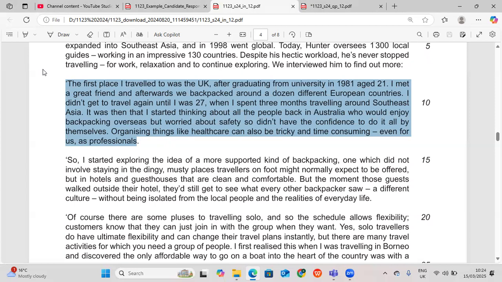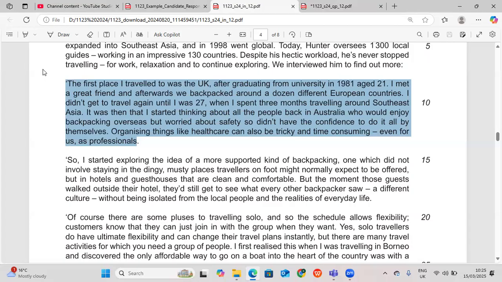Okay. And now he's telling us the history of why he started this company and what the major concern was when he traveled to the UK at the age of 21 and then at the age of 27. There is a gap of 6 years in between his travels.